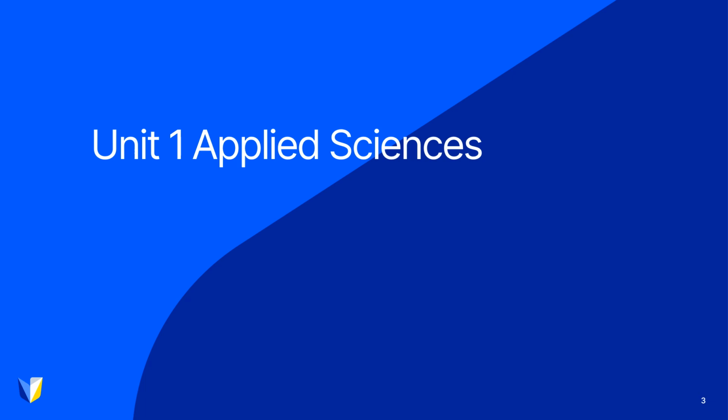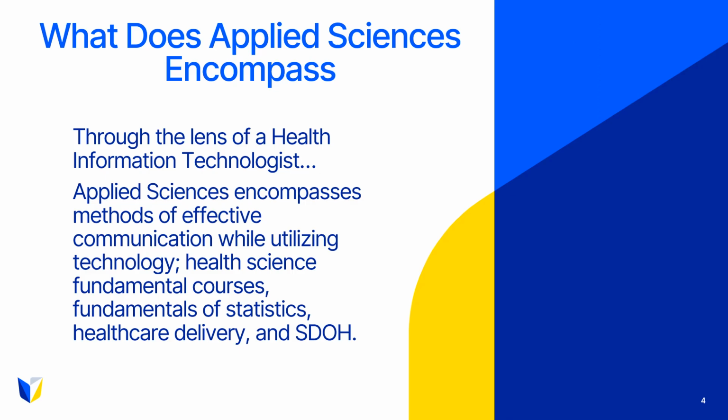Unit 1, our focus today is Applied Sciences. What does Applied Sciences encompass? Well, through the lens of a health information technologist, Applied Sciences encompasses methods of effective communication while utilizing technology, health science fundamental courses, fundamentals of statistics, healthcare delivery, and social determinants of health.